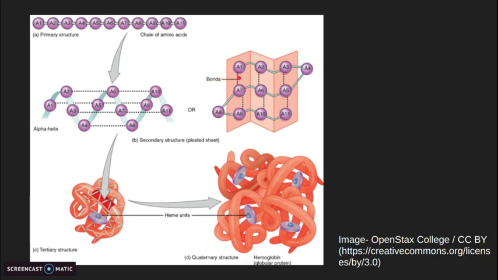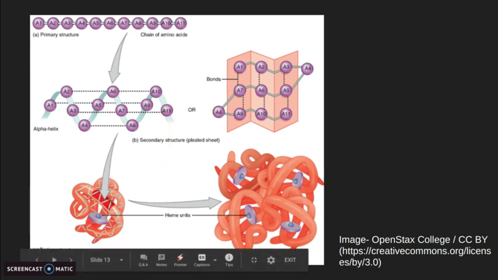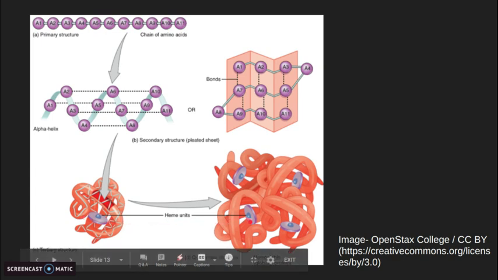In the beta pleated sheet, it's the same thing. These hydrogen bonds and these hydrogen bonds. And then in the tertiary structure, there's a lot more bonds going on. So these bonds will bind together, and these bonds will bind together to where it forms into this type of structure. Over here, you can see that there's 4 proteins or 4 polypeptides bonded together to form a really large functioning protein.